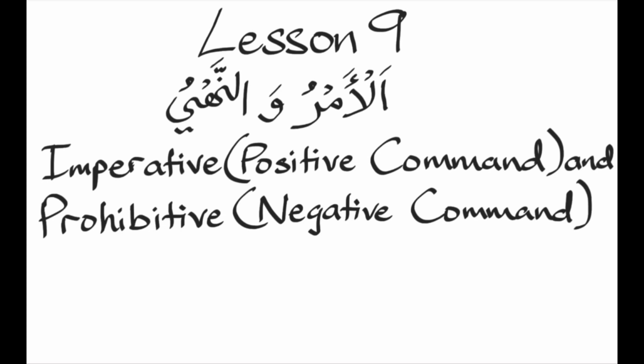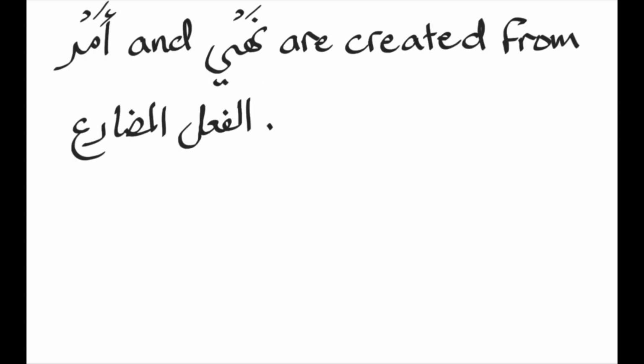negative commands. The first thing you need to know is that Amr and Nahi of any verb are both created from their al-fi'l al-mudari'. But the methods of converting fi'l al-mudari' to Amr and converting fi'l al-mudari' to Nahi are different. So that's the first thing you need to know, that Amr and Nahi of any verb are created from al-fi'l al-mudari'. There are three basic steps you need to take in order to convert a fi'l al-mudari' to an Amr.